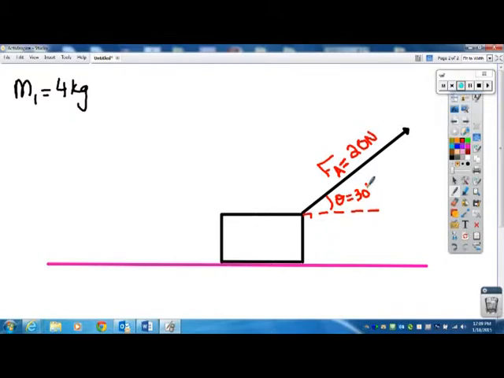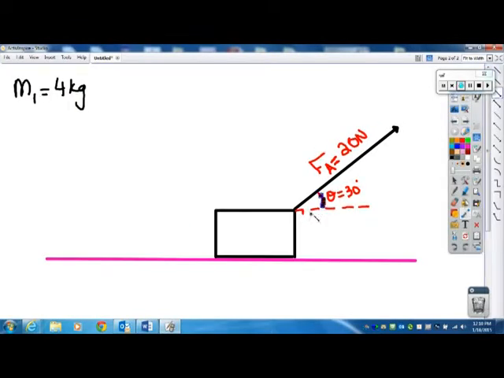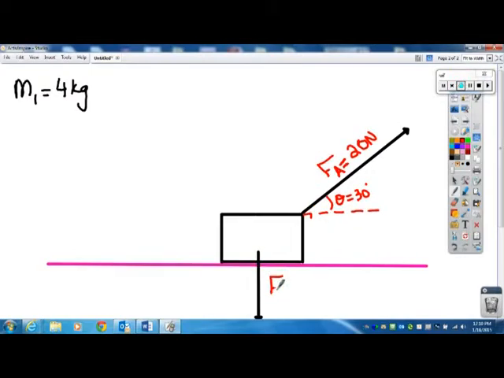So they're going to ask you about the force of gravity and the normal force, and the first thing you should realize is that the force of gravity is not going to get impacted. The force of gravity is still going to be mass times acceleration of gravity. So it's calculated by simply taking 4 kilograms, which is the mass of the object, and multiplying by the acceleration of gravity. I'm using negative 10 meters per second squared as the acceleration of gravity. So this comes out to be negative 40 newtons.